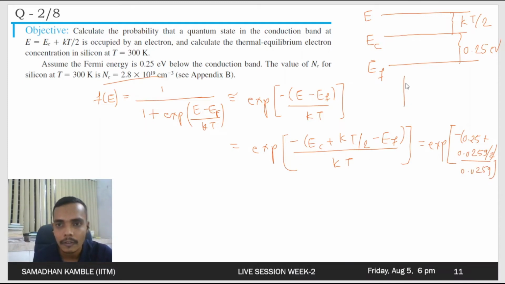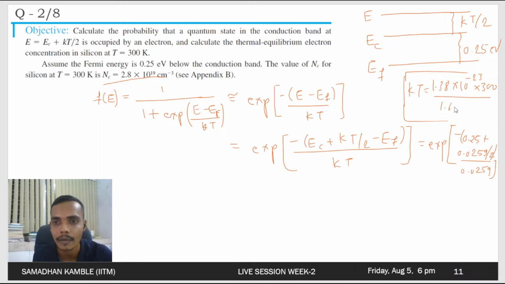So kT is given by 1.38 times 10 to the power minus 23, times the temperature, 300 Kelvin. But we want it in electron volt units, so we divide by 1.6 times 10 to the power minus 19. This value comes out to be 0.0259. So f of E comes out to be 3.9 times 10 to the power minus 5.